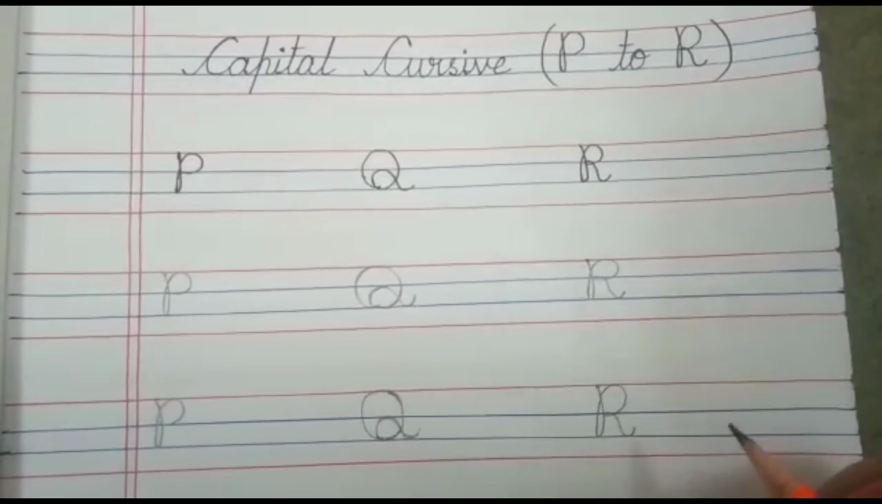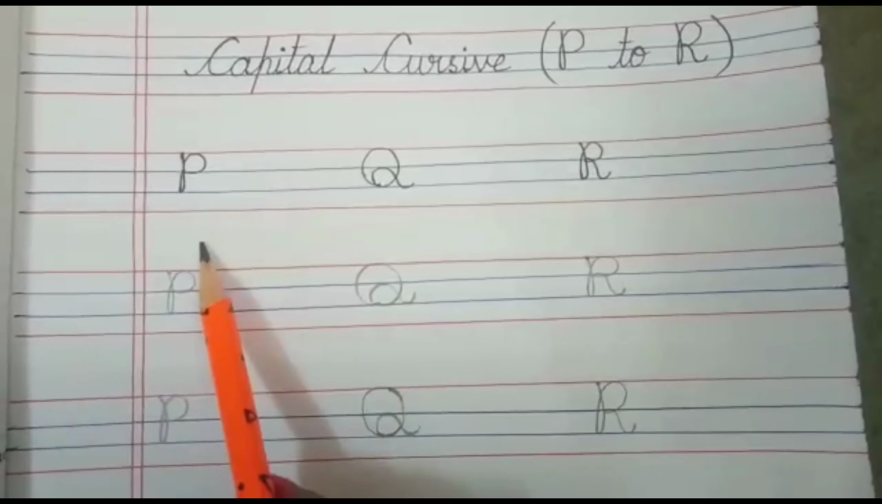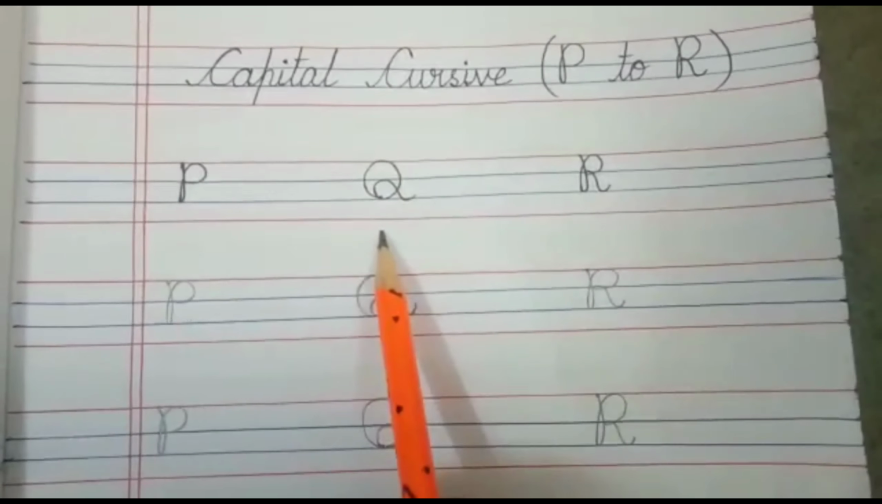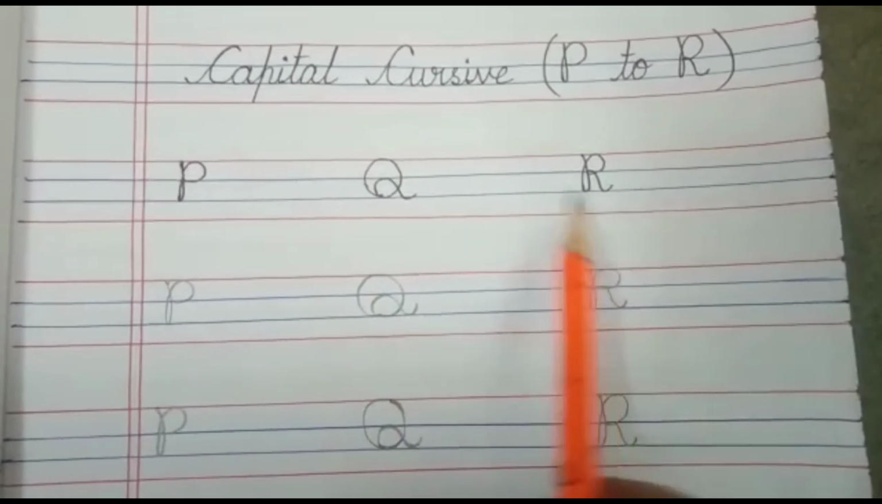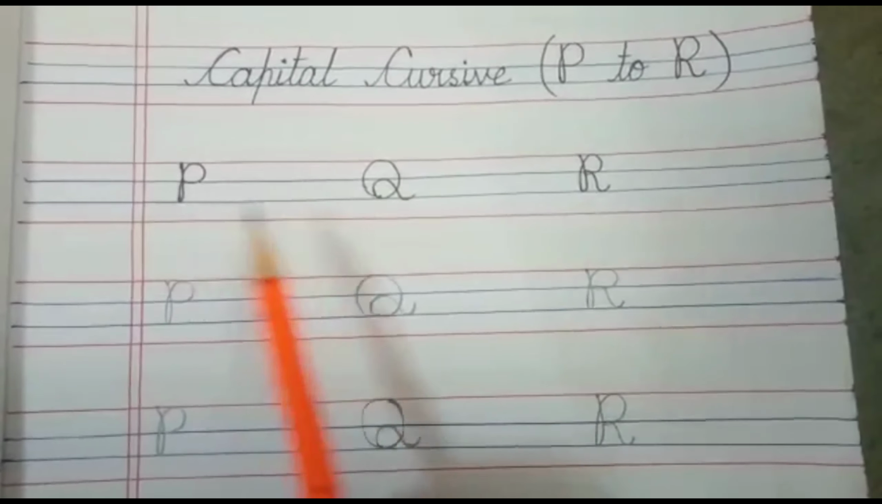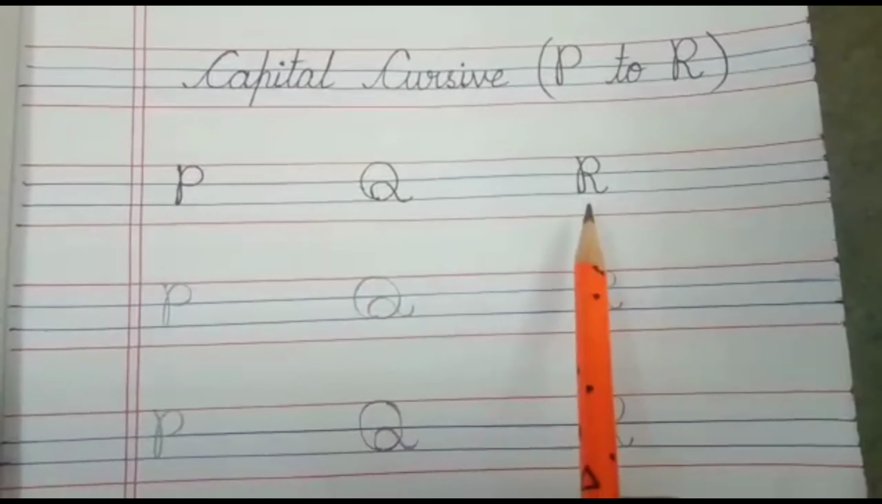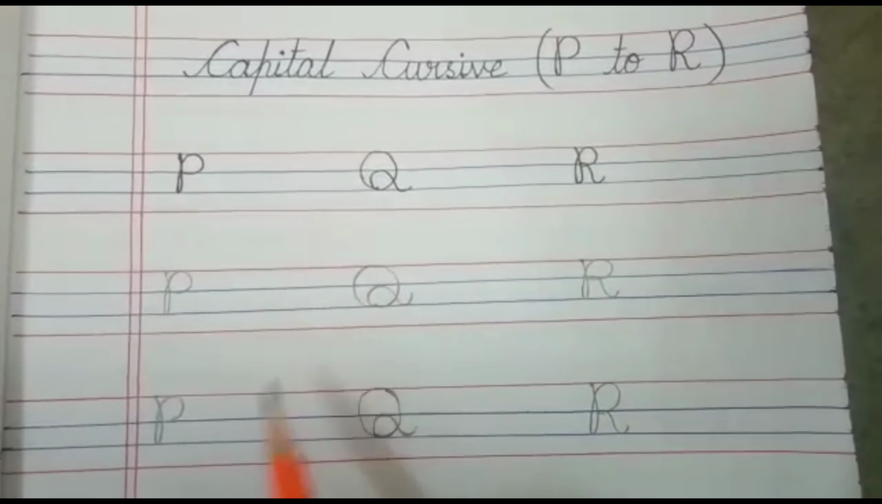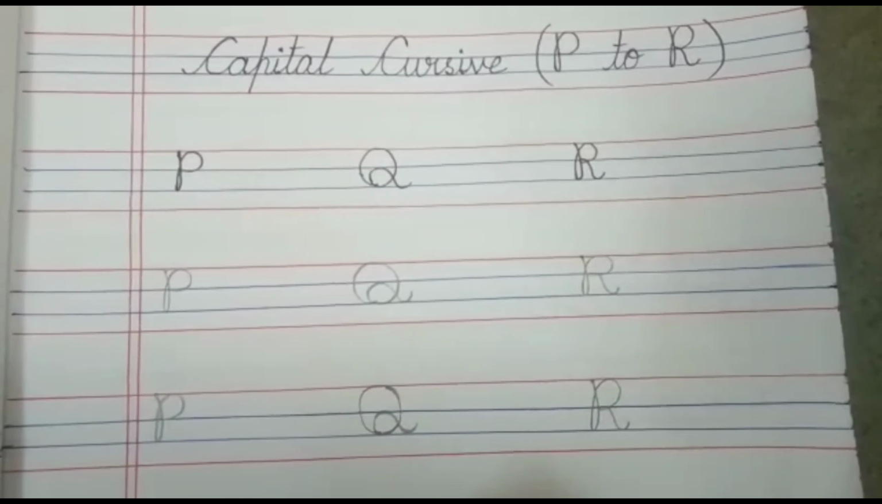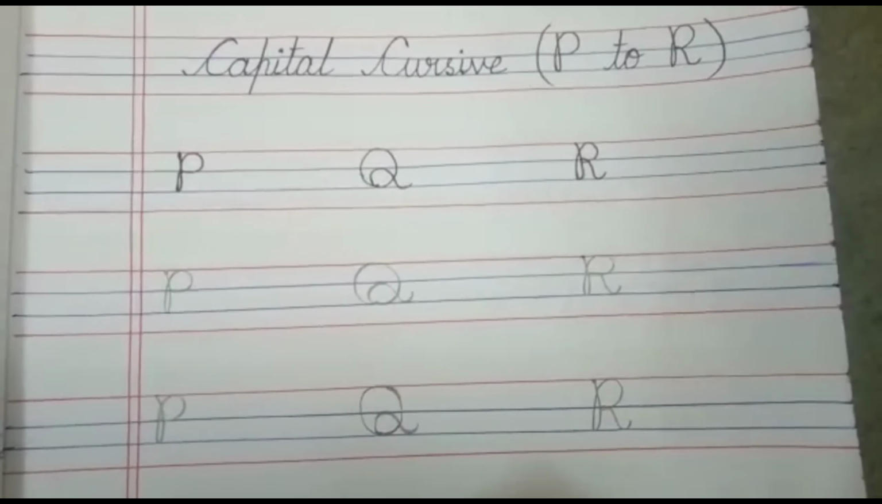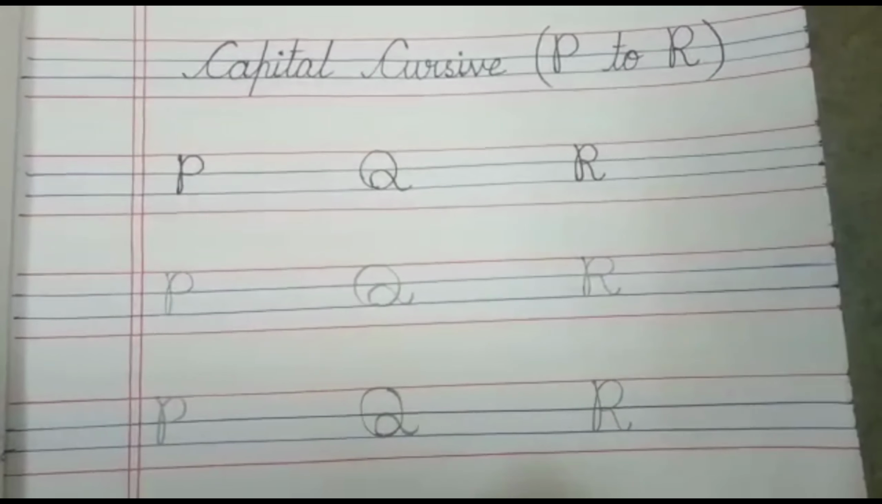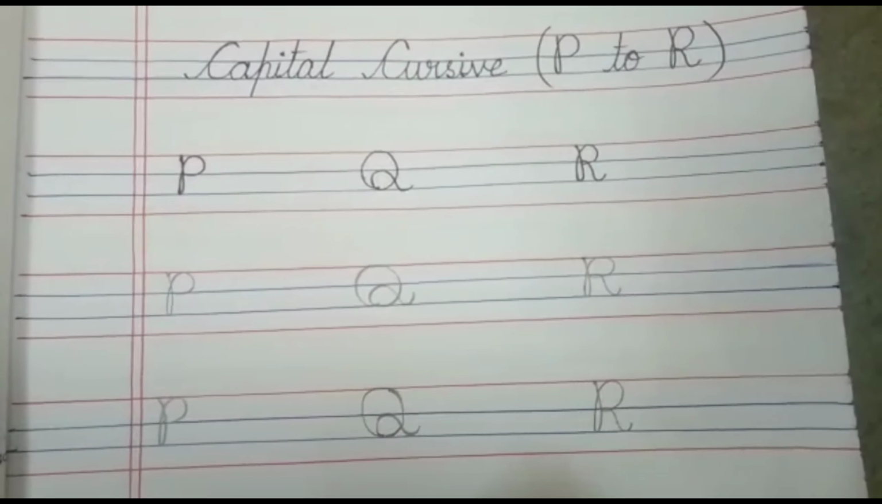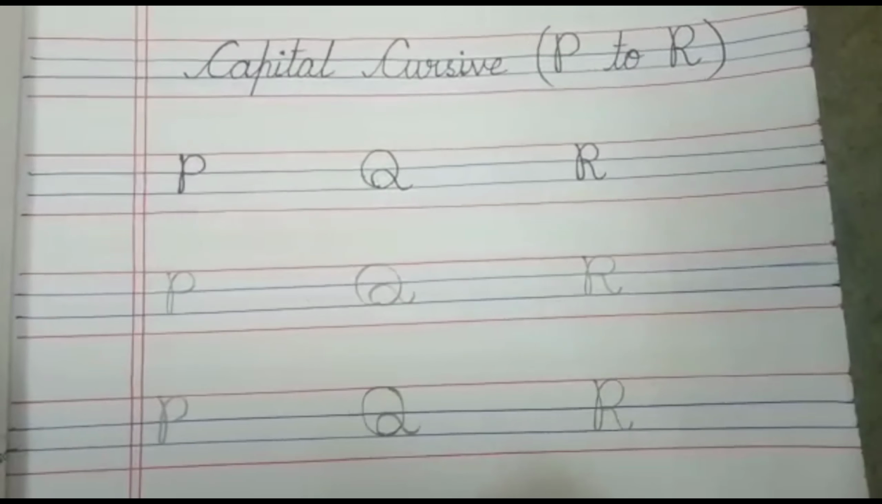So all of you, let's revise it once again. This is P. This is Q and this is R. This is cursive P, cursive Q and cursive R. I hope you all will practice this in your copy and you will practice this full page. Okay, and you will revise the previous alphabets of cursive capital.